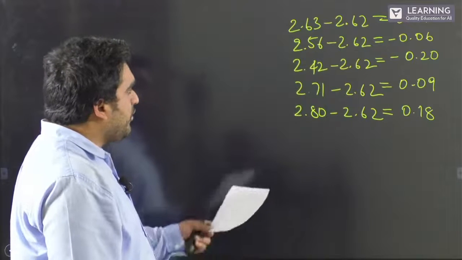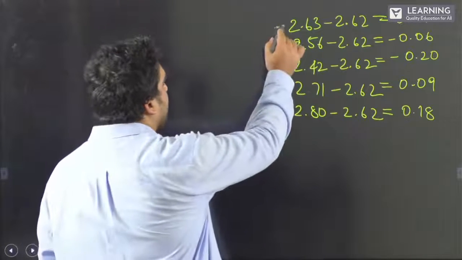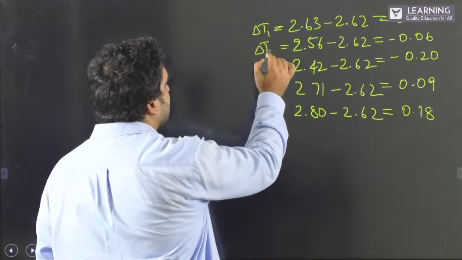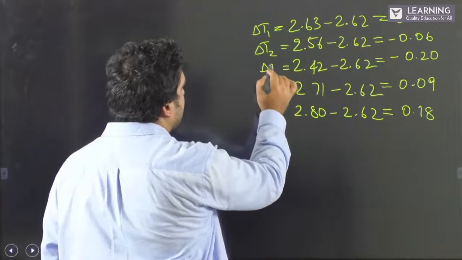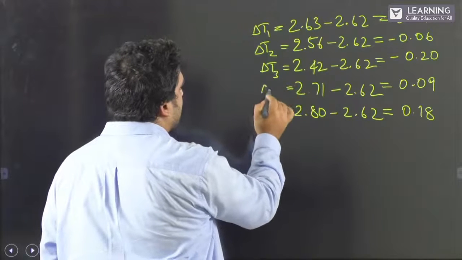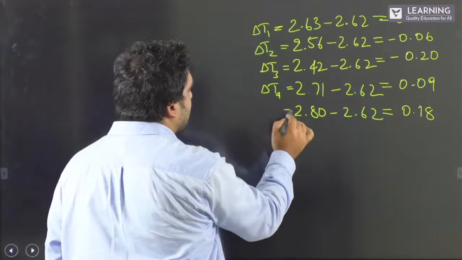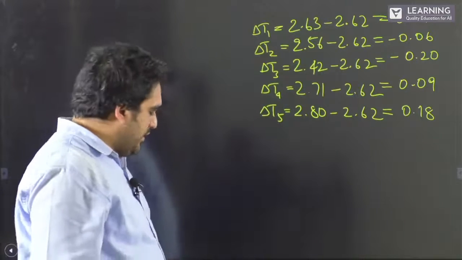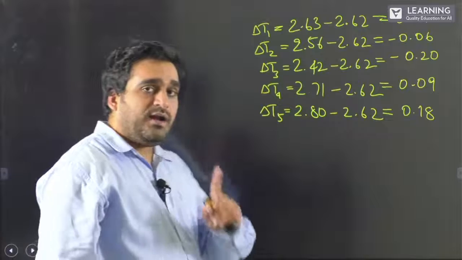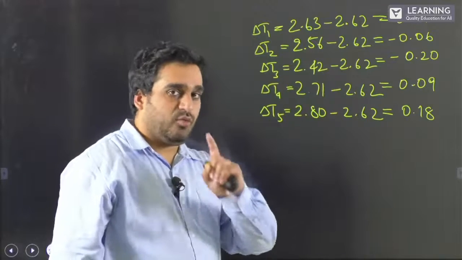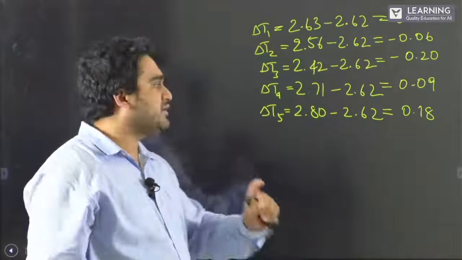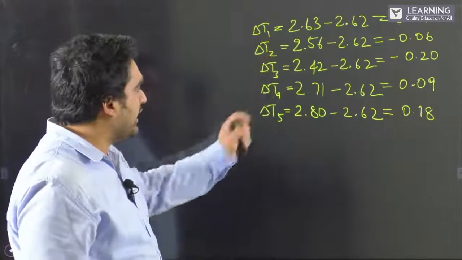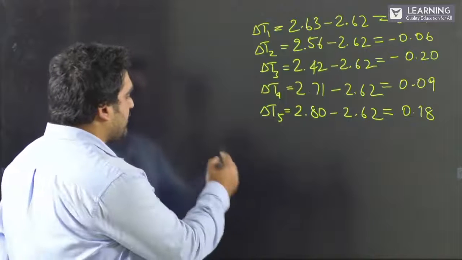Now remember, what you have obtained here are the differences, which are the absolute error of a given measurement. These are absolute errors. Now we need to find one final absolute error, one measurement which determines all the absolute errors, which means you take the mean of all these individual absolute errors.